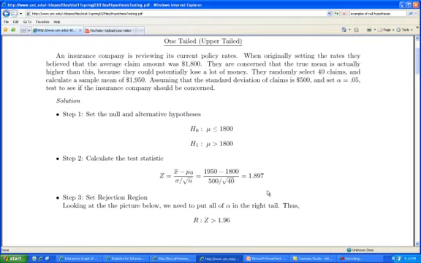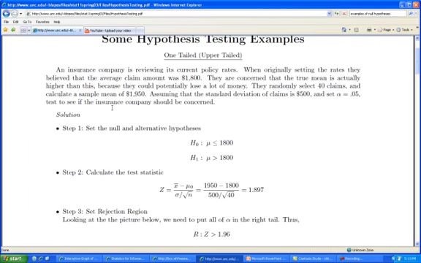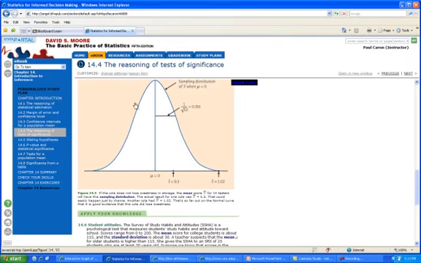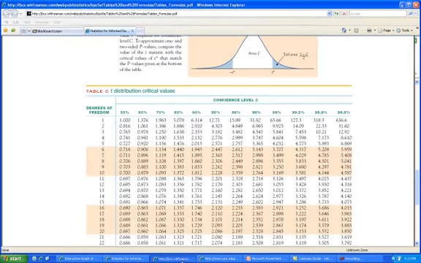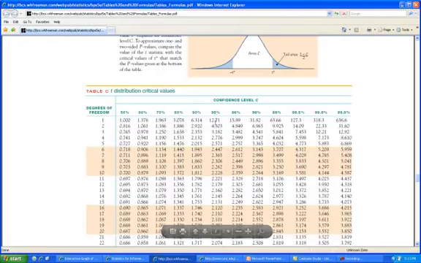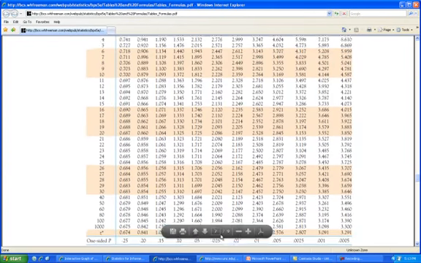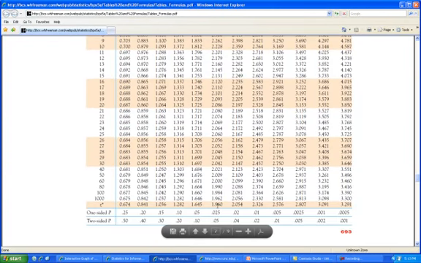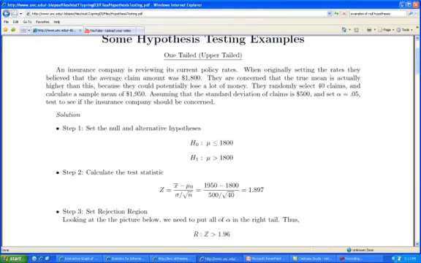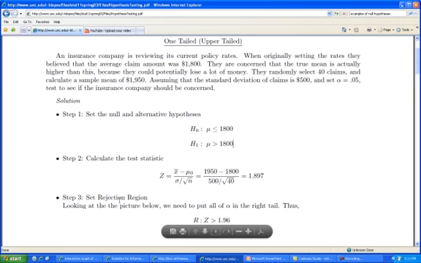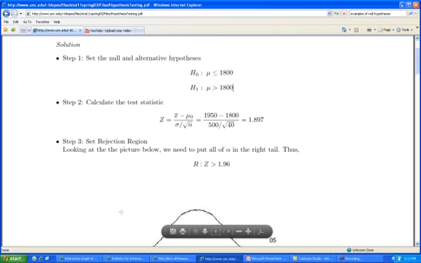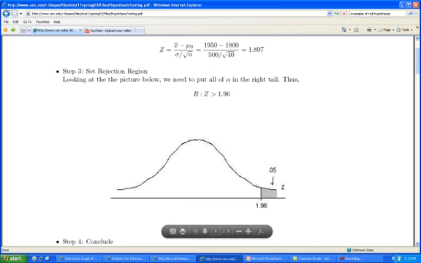Okay, a 1.897. Now remember z, they set it at 0.05 on one side. Well, if we look at this, 0.05 is 0.95 over there. That means that 0.95, 95%, 0.95 is a 1.96. So they're testing the 1.96. So this is what they did. They found 1.897 and set the rejection region. Looking at the picture below, here's the picture below. Okay, there's a 1.96 right there.